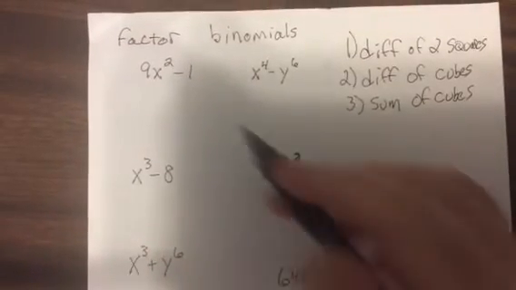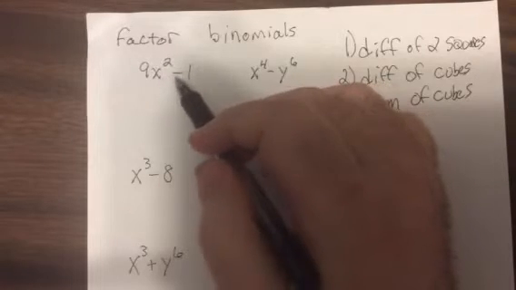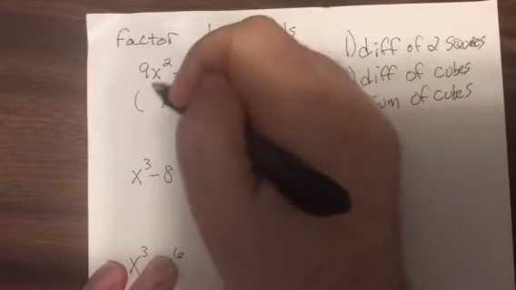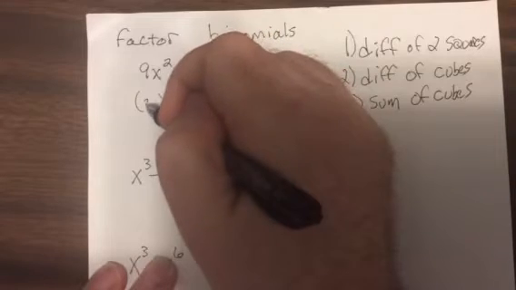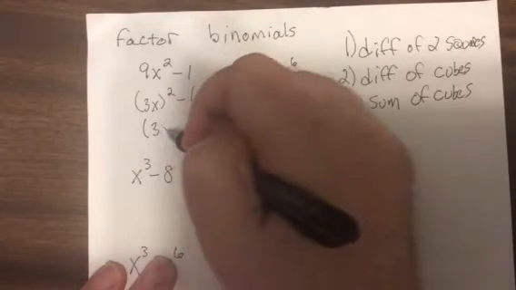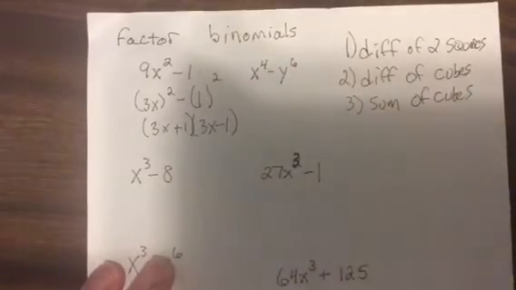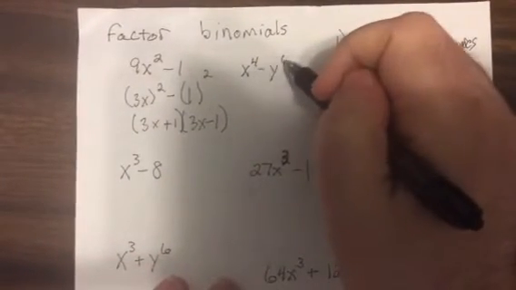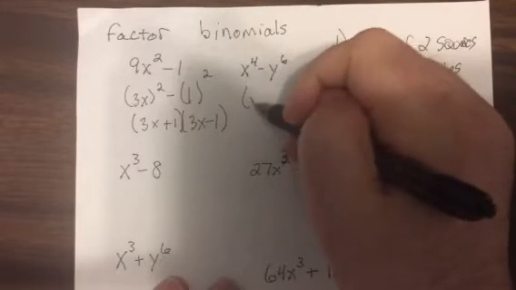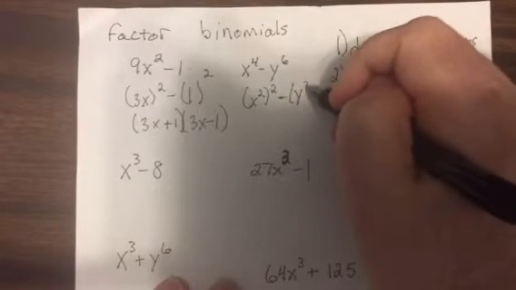So here we go. I have to determine what this is. Well, that's a square. 9 is a square, 1 is a square, and it's a negative, so I bet it's the difference of squares. What do you square to get 9x squared? Would that be 3x? What do you square to get 1? 1. So remember, difference of squares is what you're squaring plus what you're squaring, times what you're squaring minus what you're squaring. Same here. It's even. This is not divisible by 3, so it can't be a cube, so it must be difference of squares. You guys are so clever.